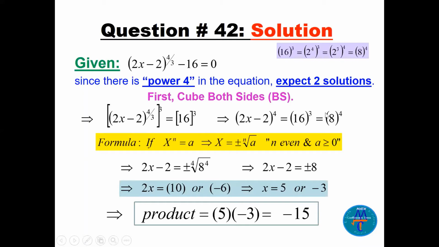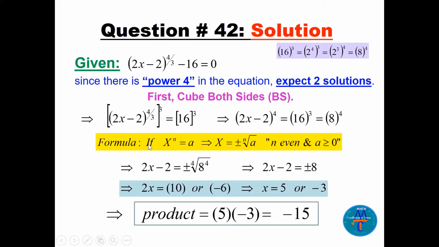Now I need something power 4. Look at the trick here. 16 cubed, I can change it to something power 4 because this is power 4. So 16 cubed, 16 is 2 power 4, all power 3. I can switch the power here, because 2 power 4 power 3 is the same as 2 power 3 all power 4. So this is 8 power 4 now. That's easy to figure out.